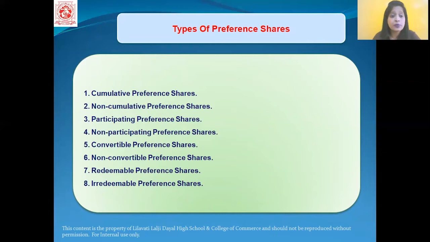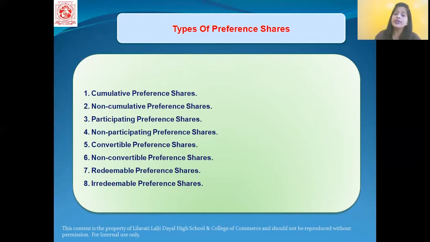Next one is participating preference shares. Participating preference shareholders, students, participate in the surplus profit of the company. So if the company has made surplus profit, they participate in that surplus profit. Next one is non-participating. They do not participate in the surplus profit of the company. They get a fixed rate of income. Next one is convertible preference shares. Shares that can be converted into equity shares are termed as convertible preference shares. Non-convertible means those shares which cannot be converted into equity shares.